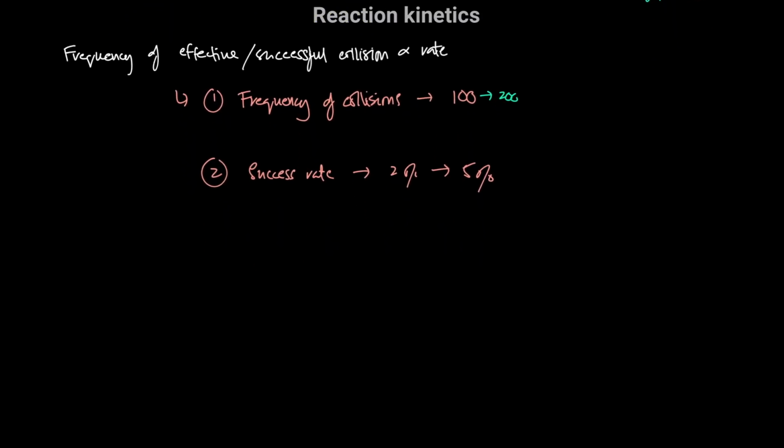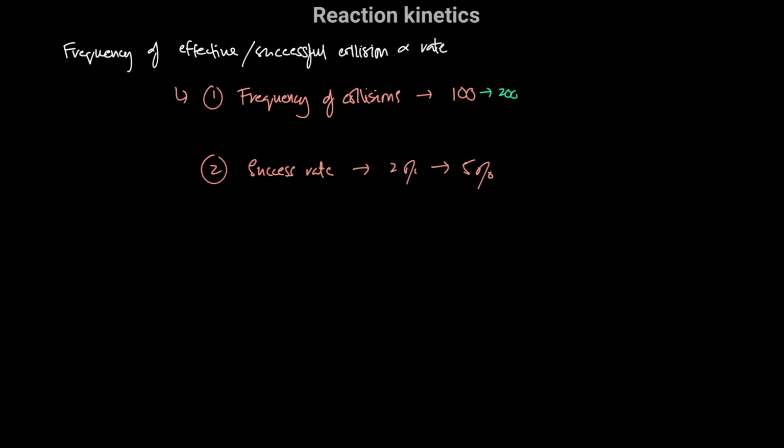The first factor that we're going to look at is temperature. So we're looking at the factors affecting rate. Before we talk about the effect of temperature, let's look at the Boltzmann distribution. This is from your AS theory.